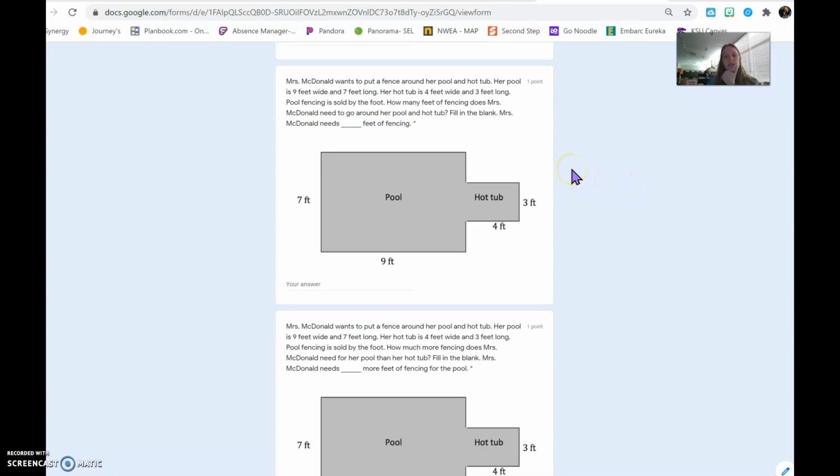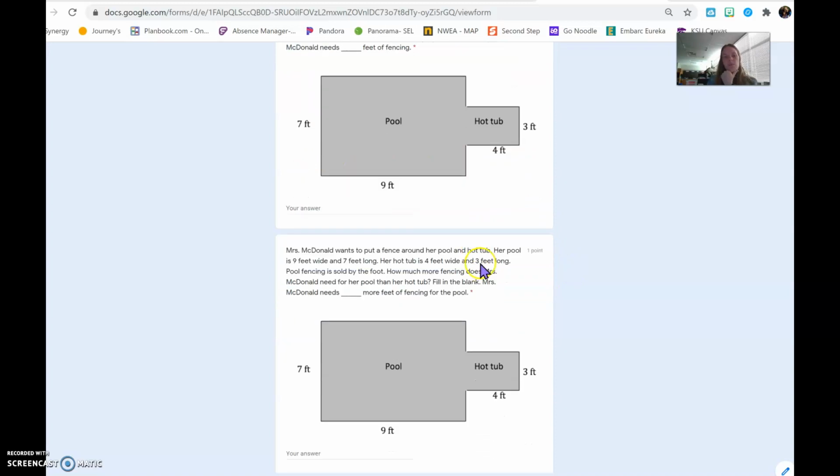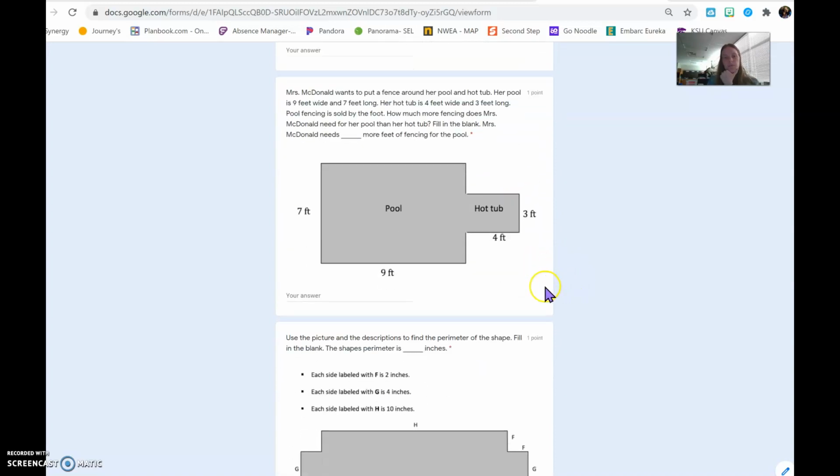So how much fencing does Mrs. McDonald need around her pool and hot tub? So you're finding the perimeter of this whole thing. The next one, now you need to find how much more fencing does Mrs. McDonald need for her pool than for her hot tub. So how much more fencing does she need for her pool than her hot tub?